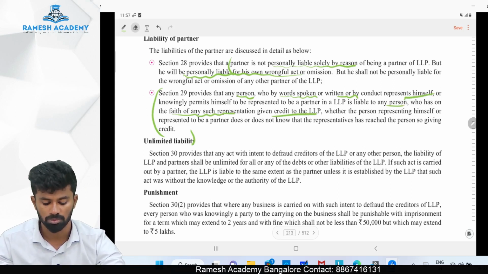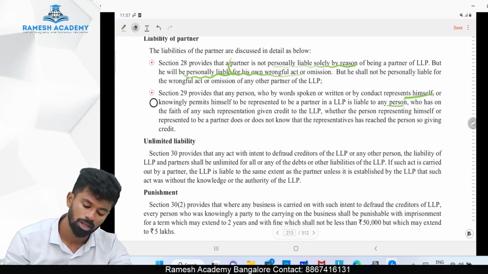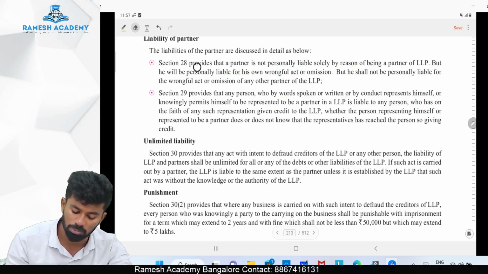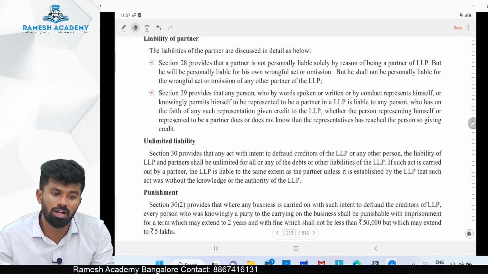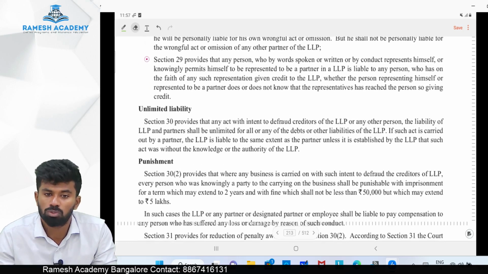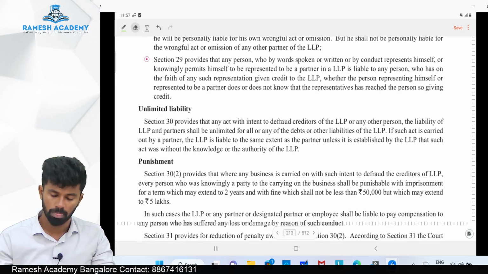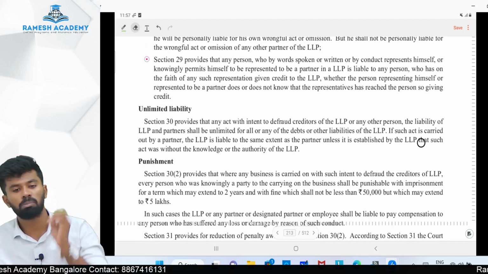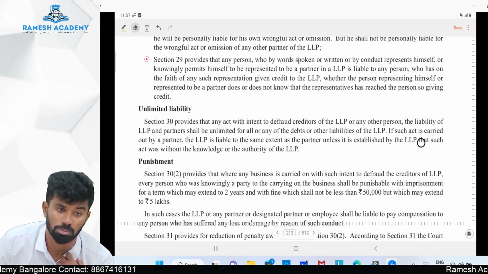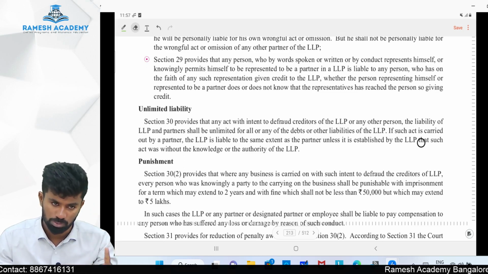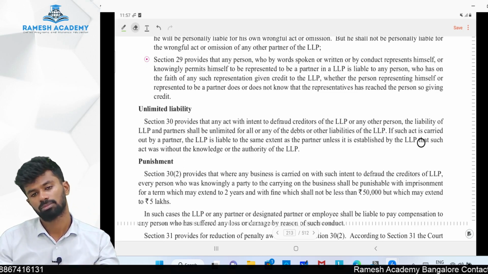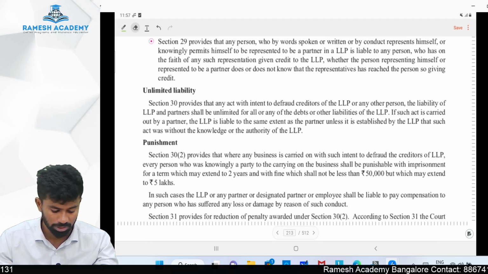Section number 29. A person is not a partner, but he by his words represents himself as a partner to a third party who, believing on such representation, provides a loan to the partnership firm, that is LLP. Then the person who has made the representation that he is a partner even though he is not, will be held responsible as what? As a partner in the LLP.